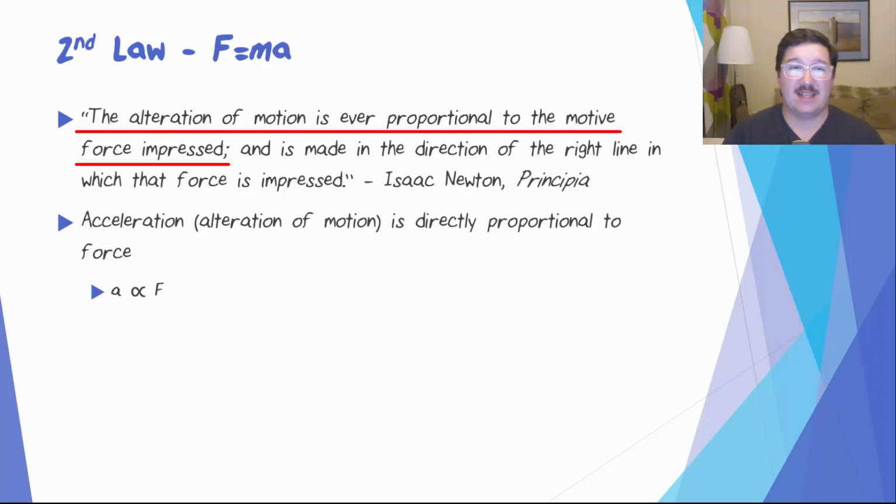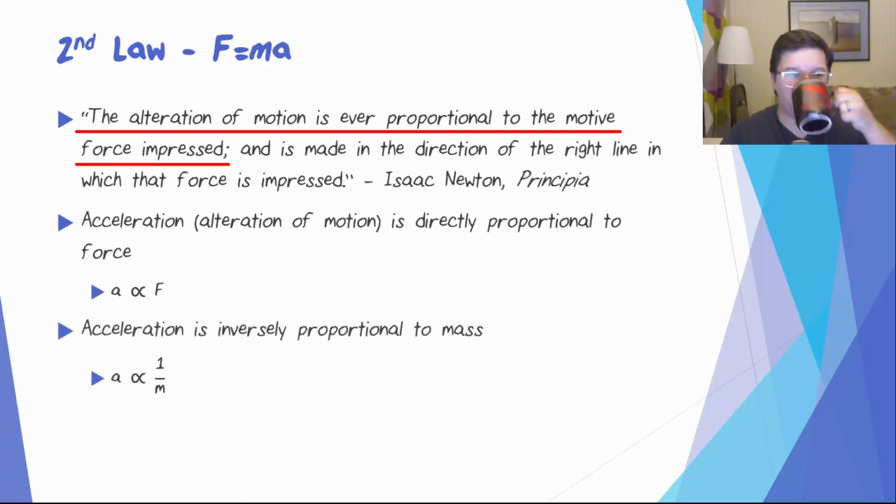Newton is telling us that acceleration, which is what he's describing as the alteration of motion, is directly proportional to the force. He also tells us that acceleration is inversely proportional to the mass. If we put these two relationships together, we get an equation for Newton's second law. a equals F net over m. We'll talk about what that net means a little bit later.